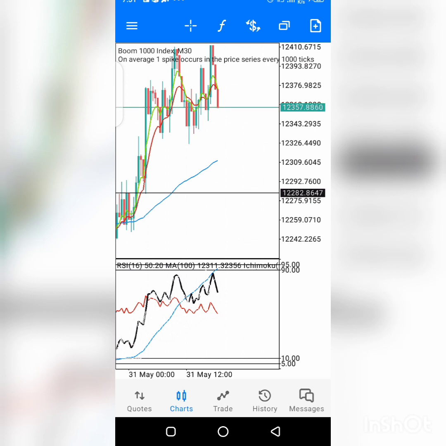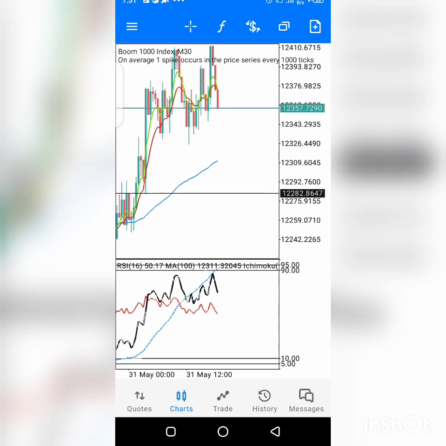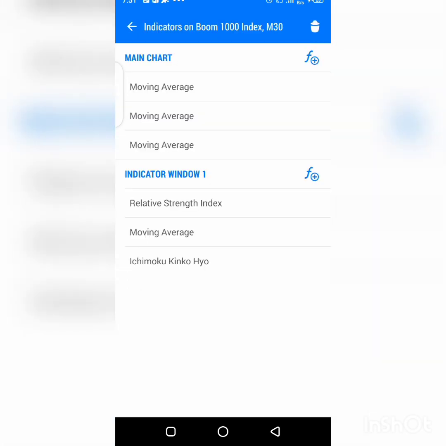Now I'll quickly show you guys the settings because I don't want this video to be long, or maybe we might make it two videos instead because I have a lot to explain here. You guys will love this strategy. Now, these are the settings. You can start screenshotting them. You can see the indicators we have here. We have three indicators on the main chart.